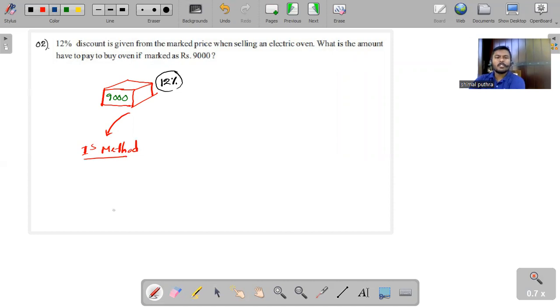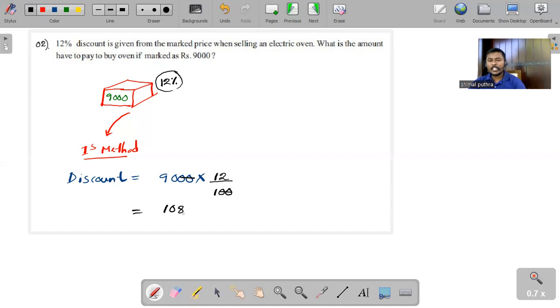First method. In the first method, I have to find the discount amount. What is the discount? The mark price is 9,000. From the mark price, they will provide 12% as a discount. Then I can cancel the zeros: 90 into 12. So 9 into 12 is 108.